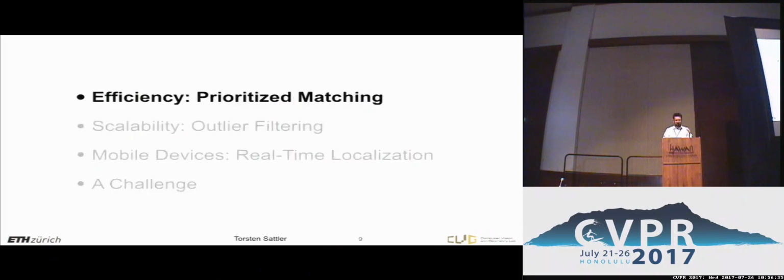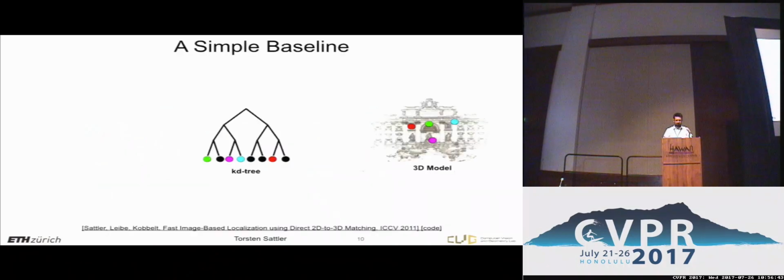So let's start with efficient prioritized search. And before we get to that, let's introduce a very simple baseline approach. So what this baseline does is, given a 3D model where each 3D point is associated with a descriptor, it builds a search structure in descriptor space. And probably the most common, most well-used search structure is a KD tree.